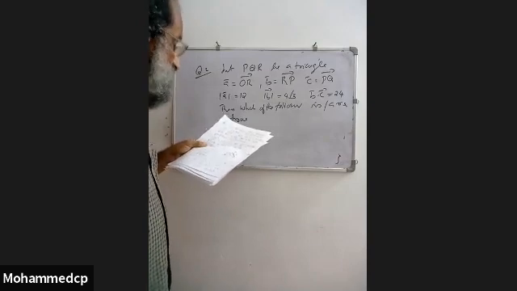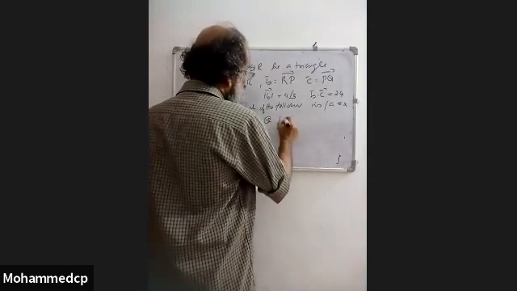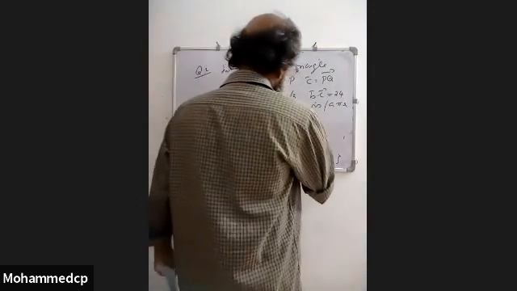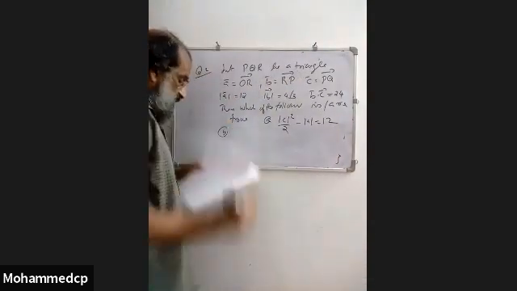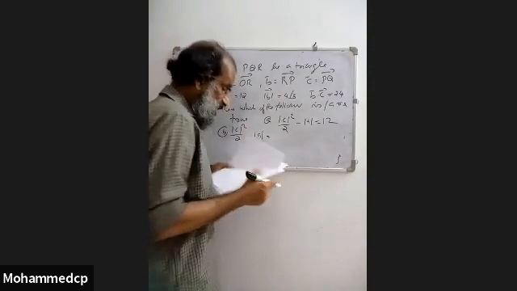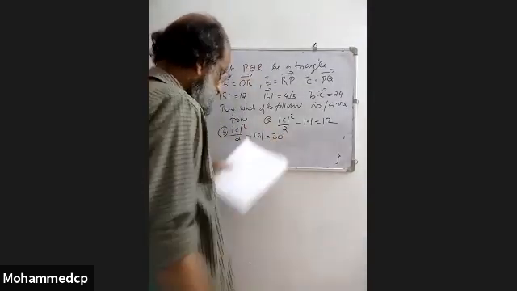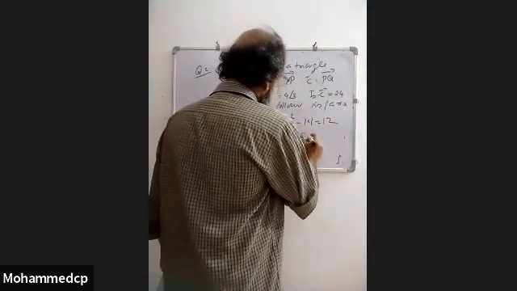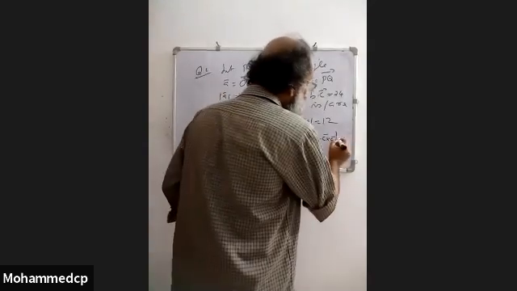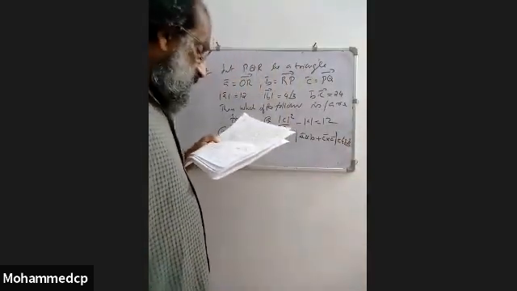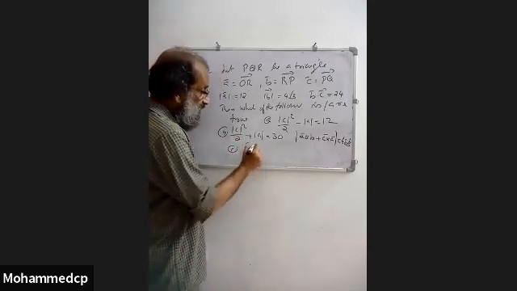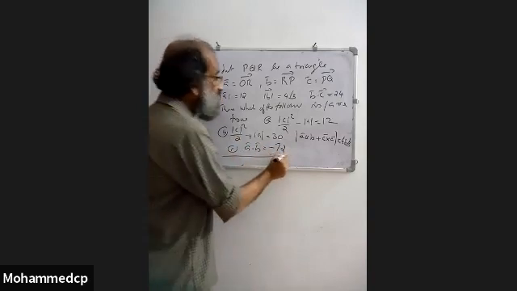The first option, A: mod C square by 2 minus mod A equal to 12. B: mod C square by 2 plus mod A equal to 30. C: mod of A cross B plus C cross A equal to 48 root 3. And the last option, D: A dot B equal to minus 7. These are the 4 options.